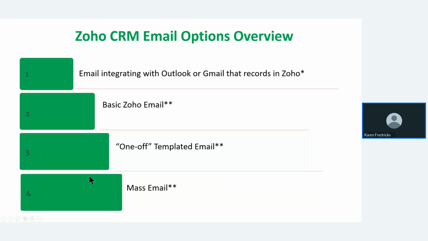So Zoho CRM gives you a bunch of options. You notice I've got 1-star and 2-star. So 1-star is just integrating with your Outlook or your Gmail or your Thunderbird or your, I don't know if I can integrate with AOL, but Apple. And then we have the basic Zoho email from within CRM, one-off templated email, and email blast. And I give those 2 stars.